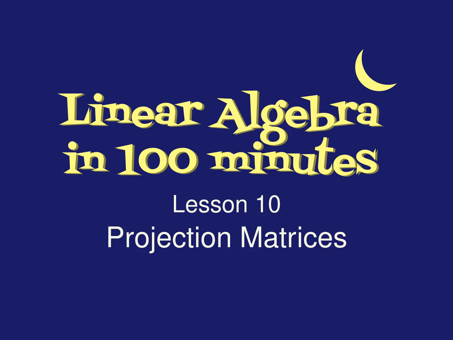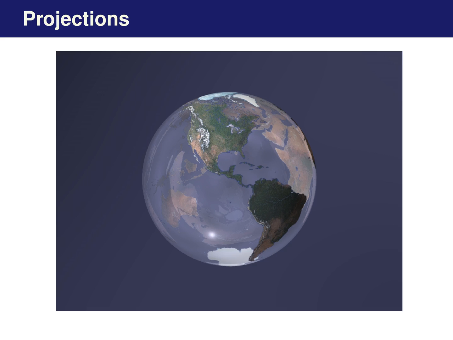Projection matrices. In this lesson, we discuss orthogonal projection matrices, which like orthogonal matrices frequently arise in application. A projection matrix has a simple geometric interpretation. Let's use this glass Earth to demonstrate. The Earth lives in three-dimensional space.